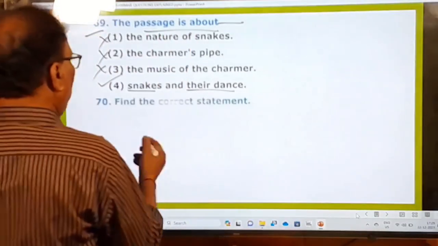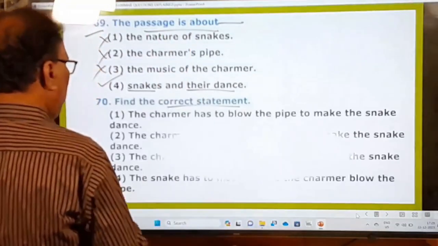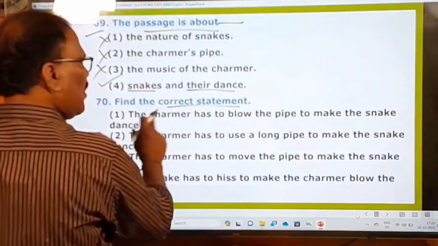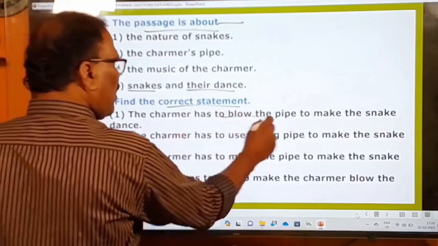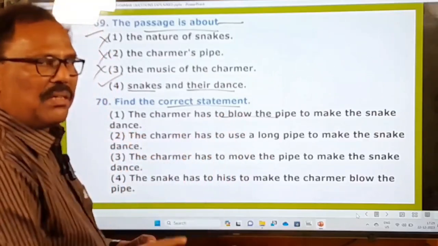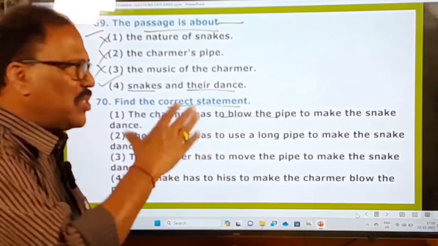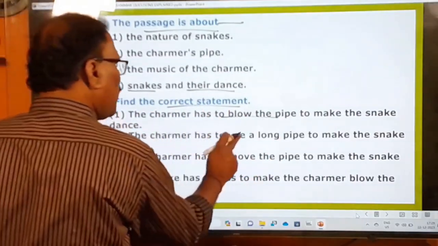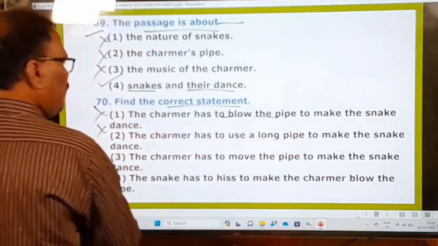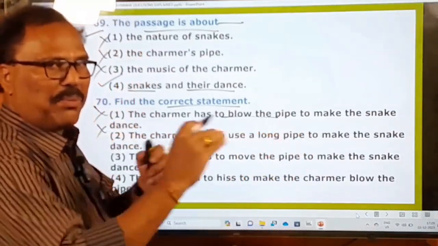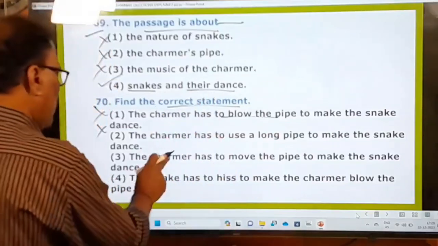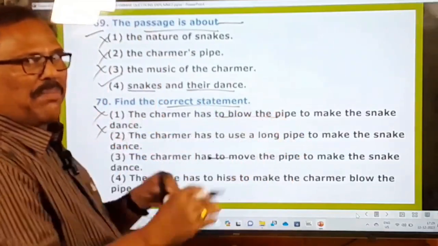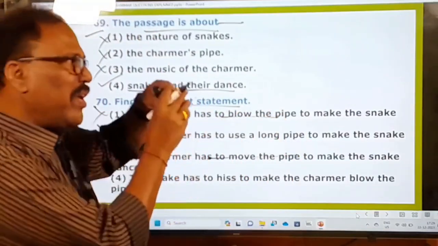And here, very simple. Find the correct statement. What is the correct statement? The charmer has to blow the pipe to make the snake dance. Is it the correct statement? Do you think when the charmer blows the pipe, it will start dancing? No. The charmer has to use a long pipe to make the snake dance? No. Does he have to use a long pipe to make it swing or dance? No. The charmer has to move the pipe, not using a long pipe or blowing the pipe, but swinging the pipe.